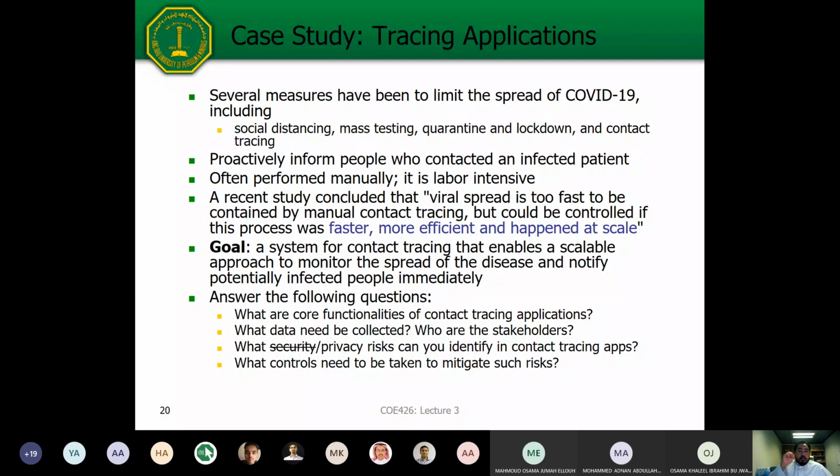There are two main concerns. One is the performance, the accuracy of tracing all the infected people, and the other is privacy. So now this is a real manifestation of this utility-privacy trade-off.